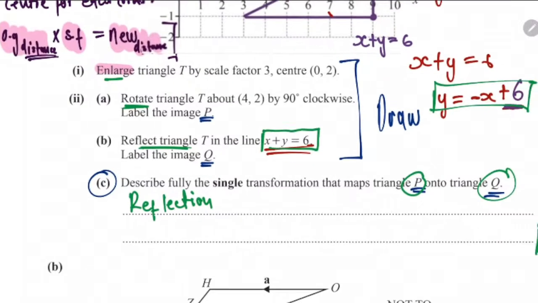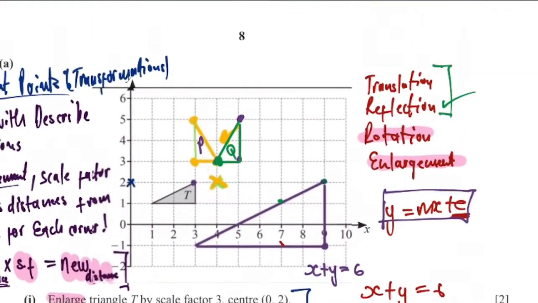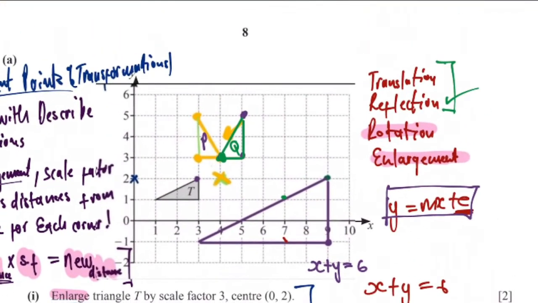Don't do it your own way. The moment you see the word describe, look at the marks. Look at the marks, student. If it's 2 marks, then it will either be a translation or a reflection. Then you go to the diagram and you see if translation is possible. If the shape has flipped, then there's no way it's a translation, because to translate is to move exactly as it is. It will never flip. If it has flipped, automatically it will be a reflection.